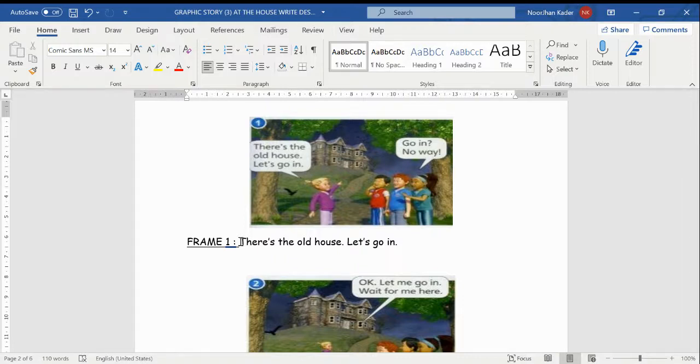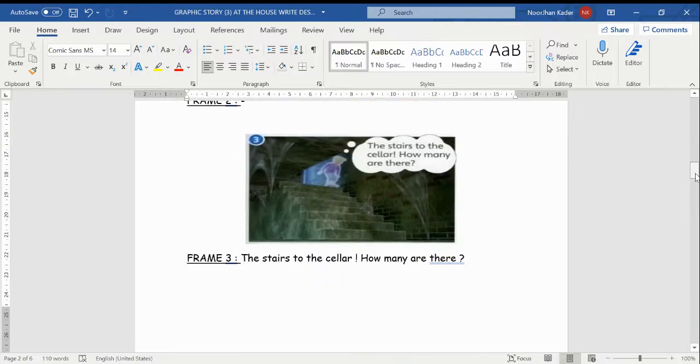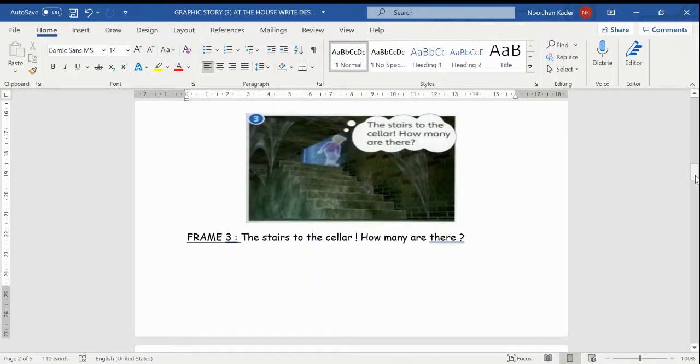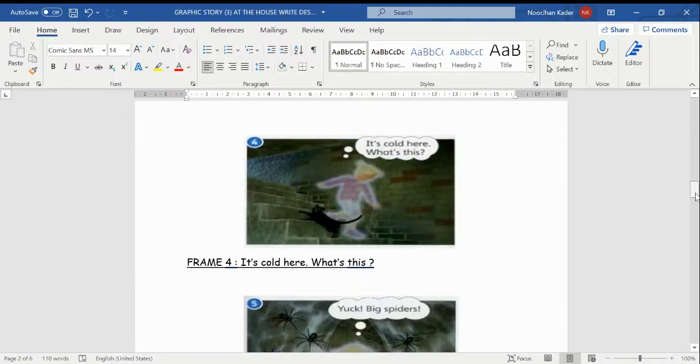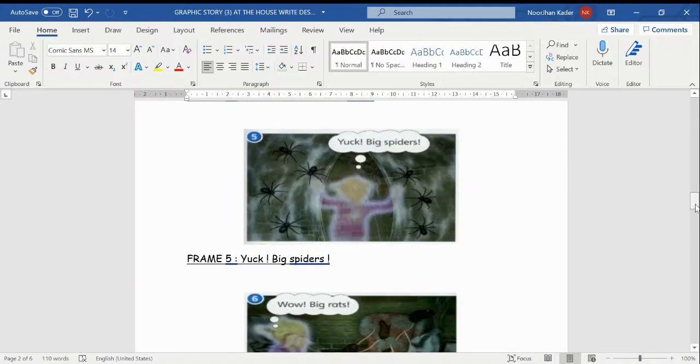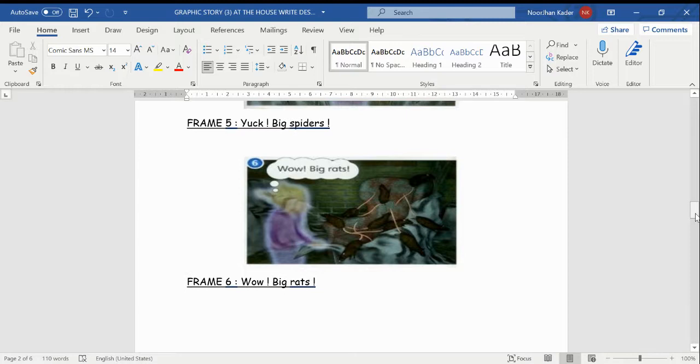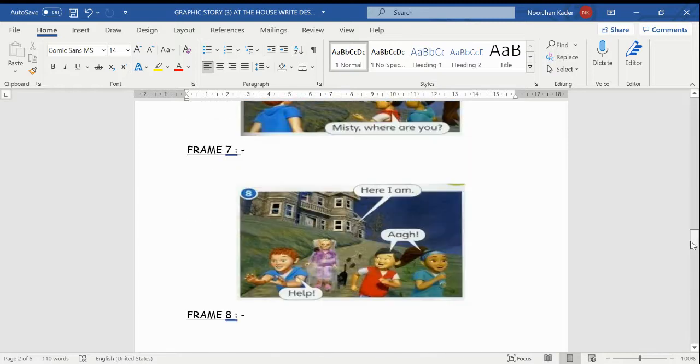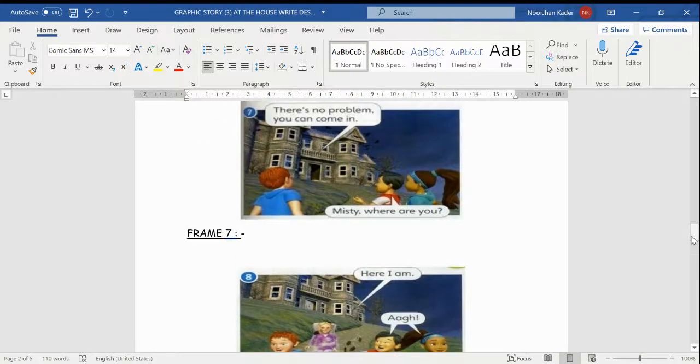That's the old house. Let's go in. The stairs to the cellar, how many are there? It's cold here. What's this? Yuck, big spiders. Wow, big rats.